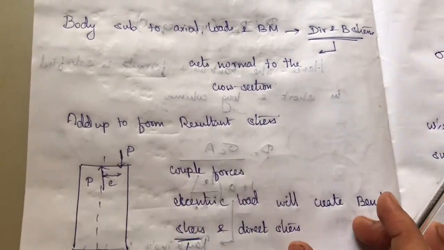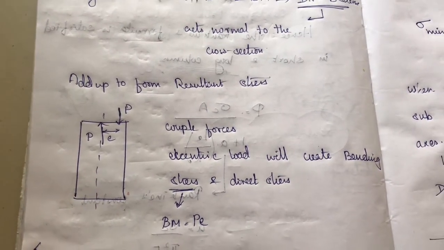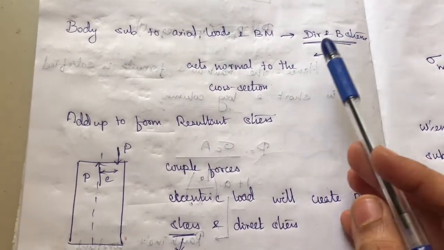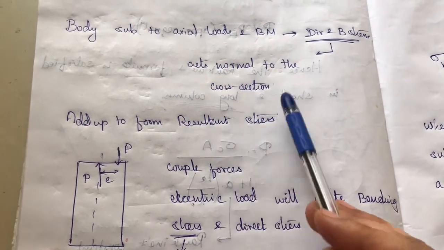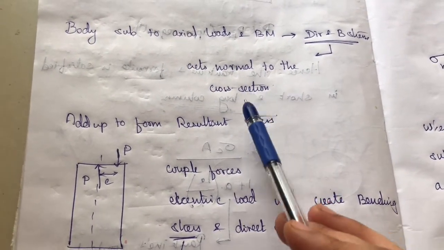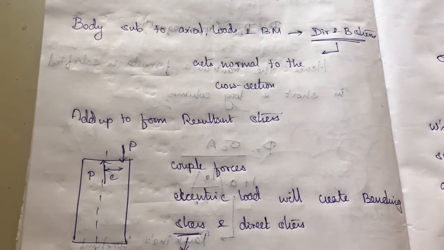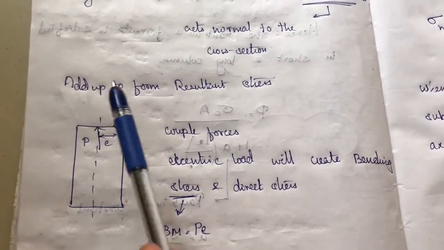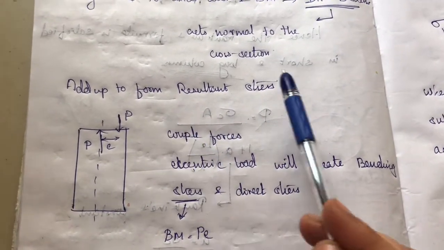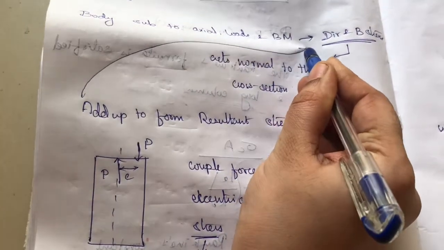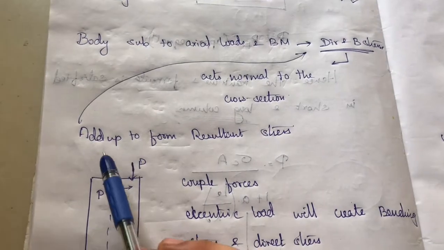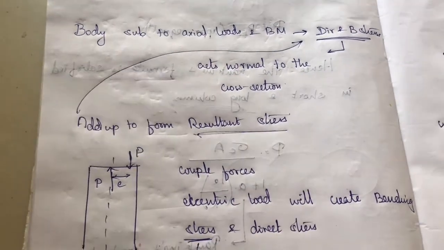Okay. So let's see how the resultant stress will be. Okay. So these two stresses always act normal to the cross section. It will act normal to the cross section. Okay. So they add up together to give the resultant stress. So these two stresses will add up together to give the resultant stress.